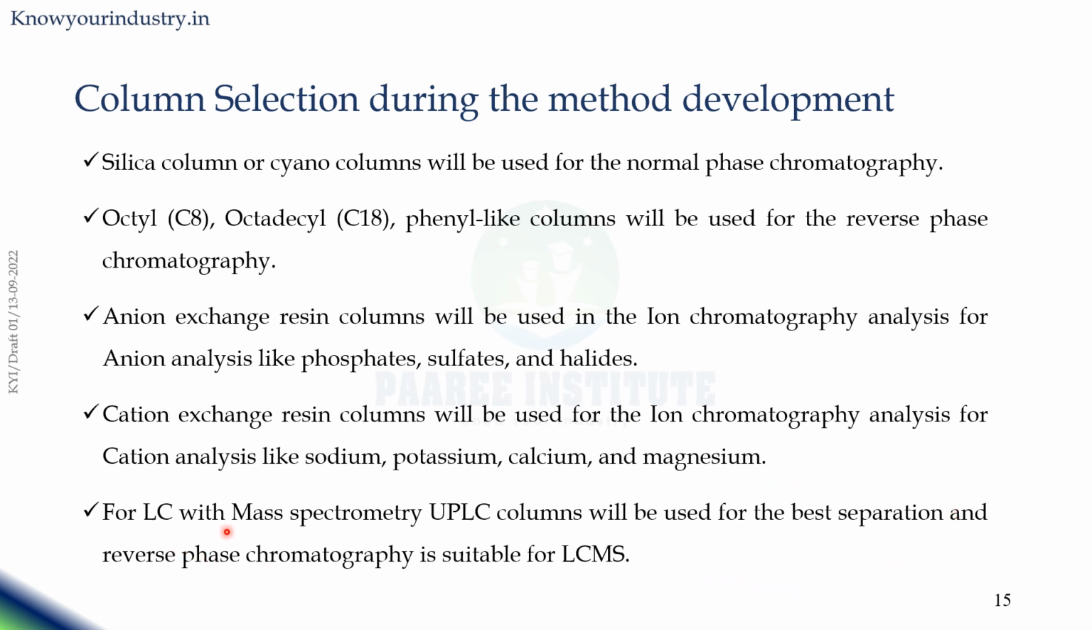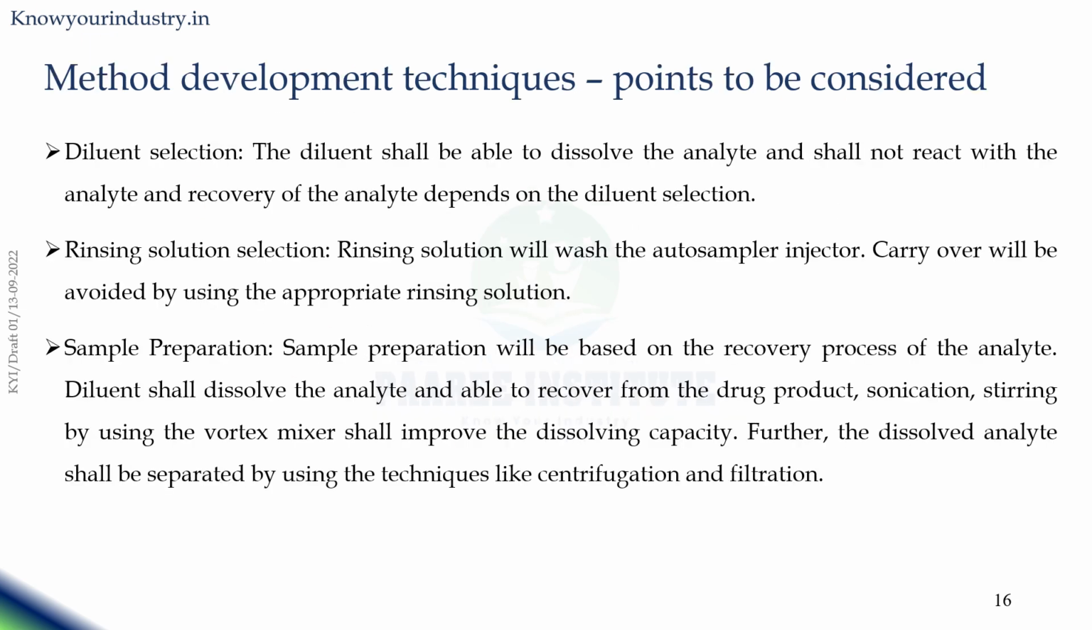For liquid chromatography with mass spectrometry like LCMS, UPLC columns will be used for the best separation, and always reverse phase chromatography, where we use a polar mobile phase, is suitable for the liquid chromatography and mass spectrometer system. Once we select the column, detector and mobile phase, some more important points we need to consider during the method development in liquid chromatography technique.